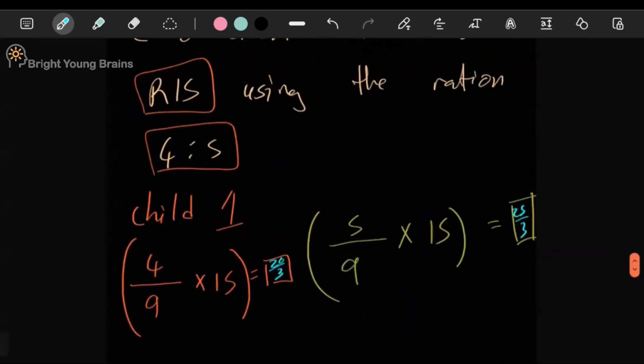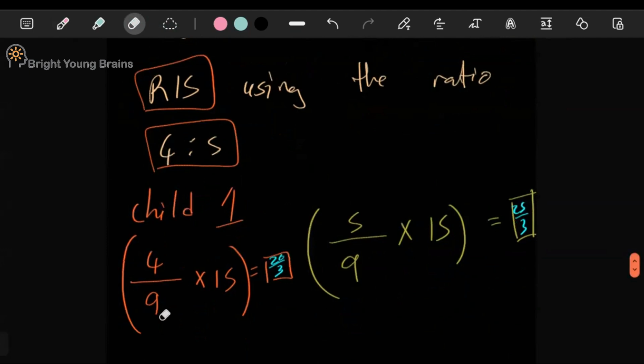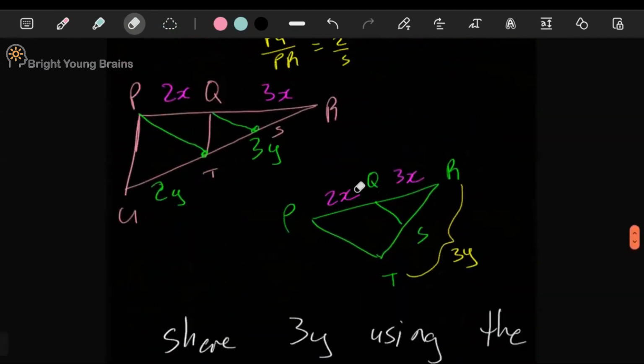You see, when we have money, 15, and 2 children want to share it using the ratio 4 to 5, all you do is add up the 4 and the 5. It gives you the total of your ratio, right? So child number 1 is going to get 4 pieces out of the 9. Child number 2 is going to get 5 pieces out of the 9. And then you times that by what you're sharing. So that's the idea with what we're going to do here with this 2 to 3 and this 3y.